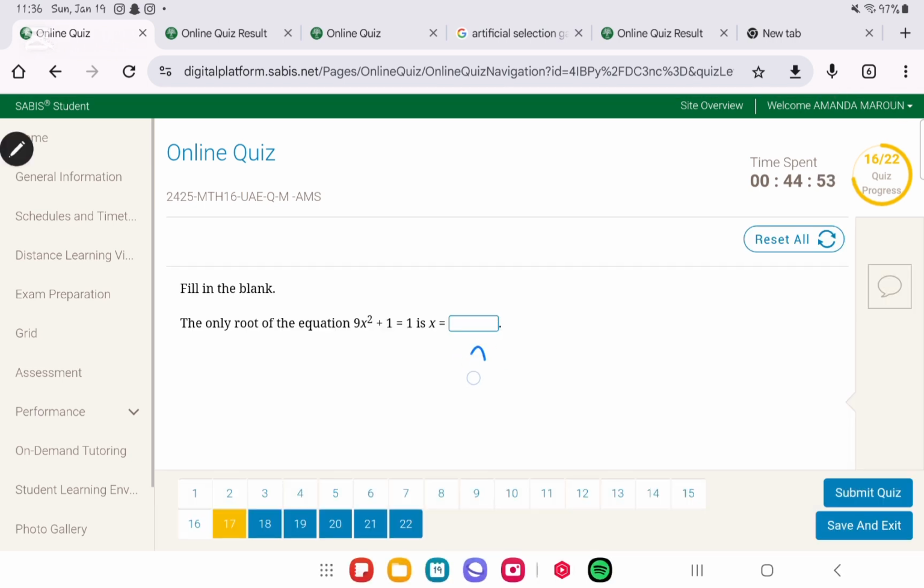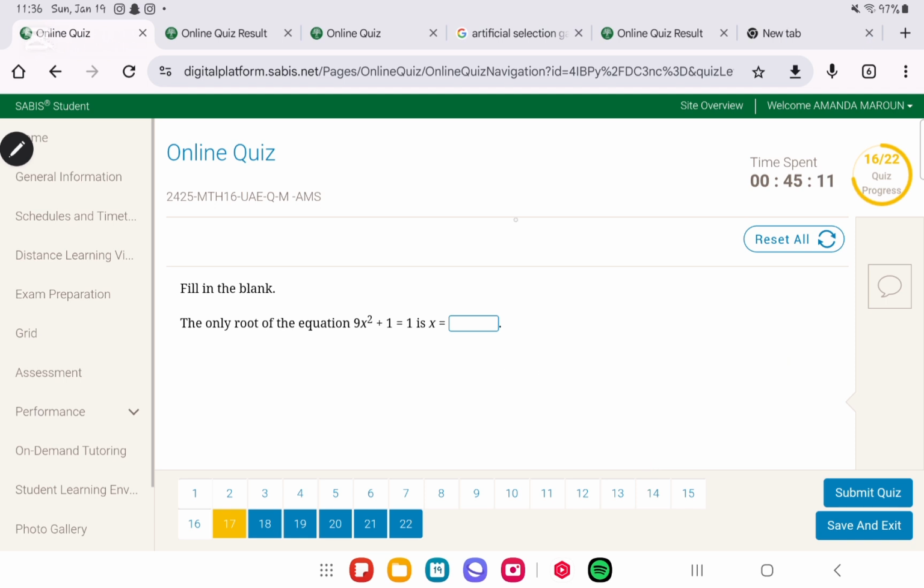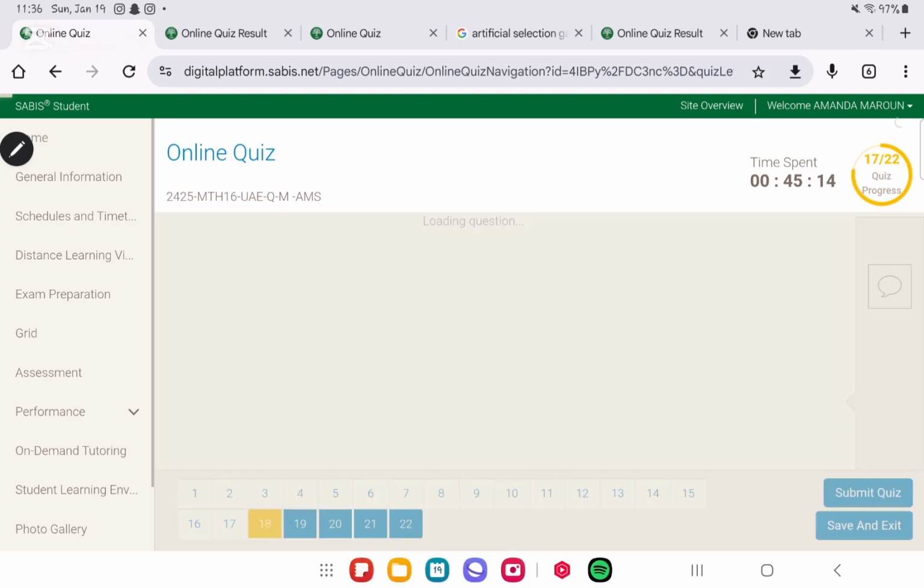They need the only root of this. So 9x squared plus 1 is equal to 1. Move this to the other side. 9x squared is equal to 0. Divide both sides by 9. So x squared is equal to 0. So that means that the only solution is going to be 0.